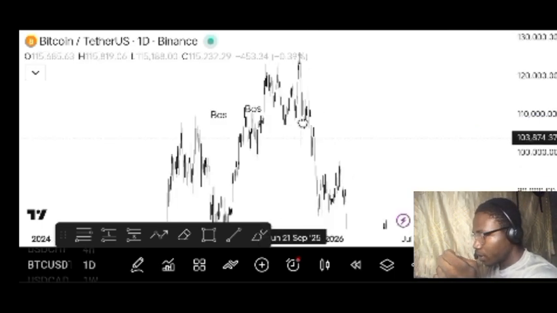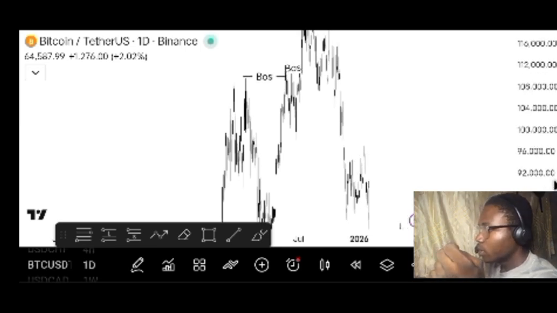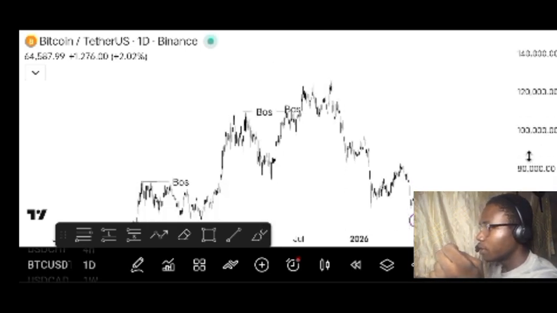This is our second break of structure. See our third break of structure here. The third break of structure occurred here.